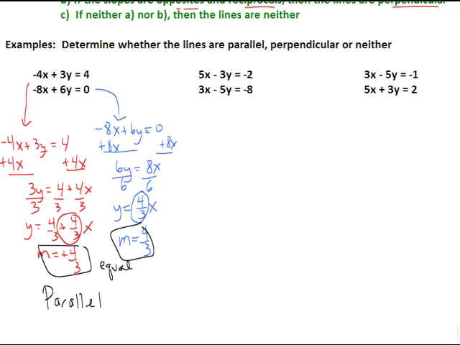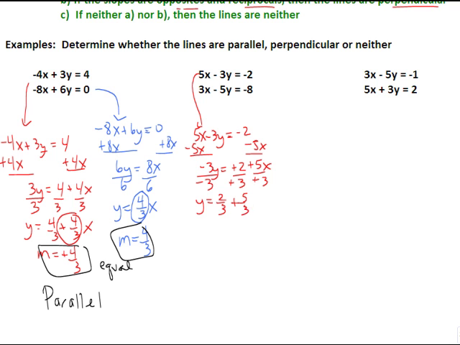Okay, so let's try another example. Same idea. You're going to take one equation at a time. I'll take the top one. We're going to solve it for y. So here I would have to subtract 5x from both sides. That leaves me with negative 3y equals negative 2 minus 5x. And then I need to divide all three terms by negative 3. There's lots of negatives here, so there's going to be lots of canceling. Negative 2 over negative 3 becomes positive 2/3. Negative 5 over negative 3 becomes positive 5/3 x. The coefficient of x, the number in front, is the slope. So the slope of this line is 5/3.